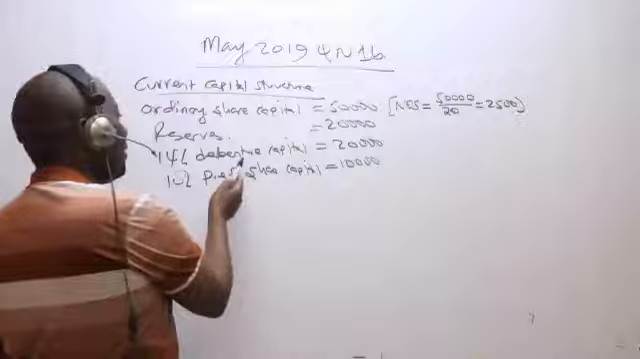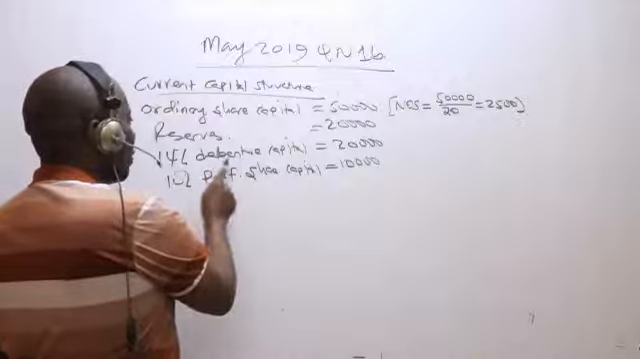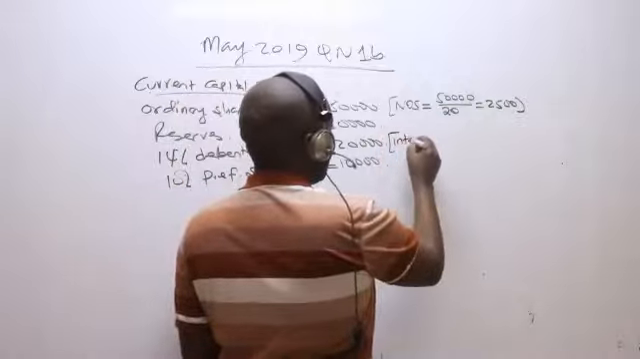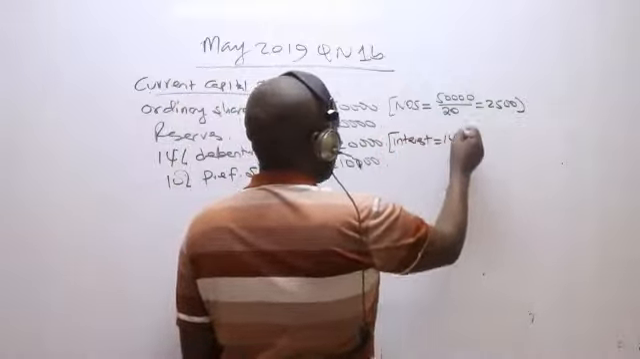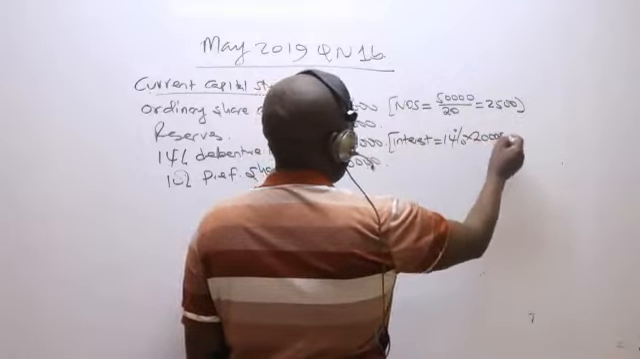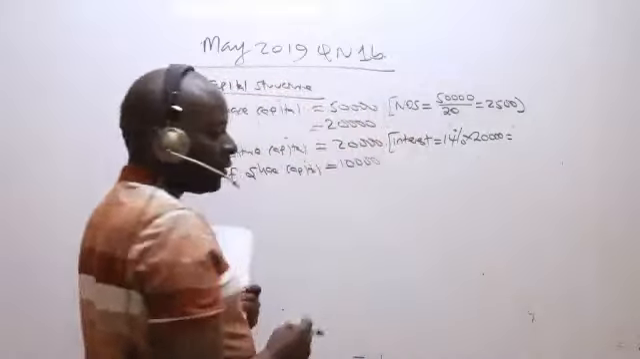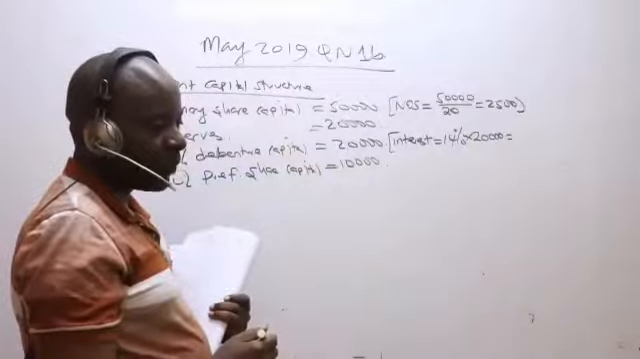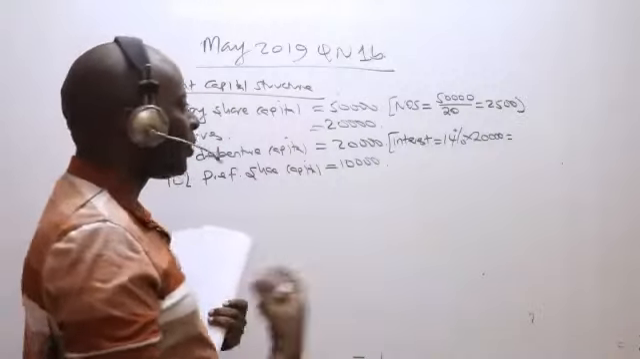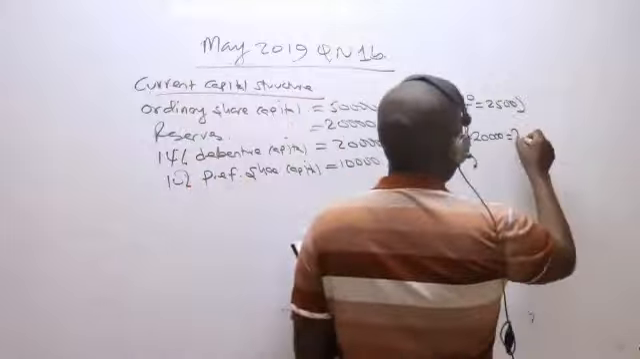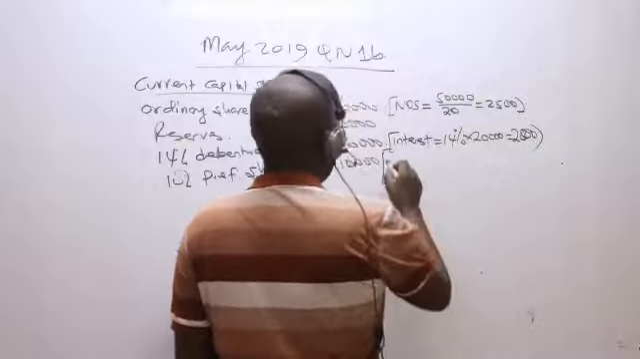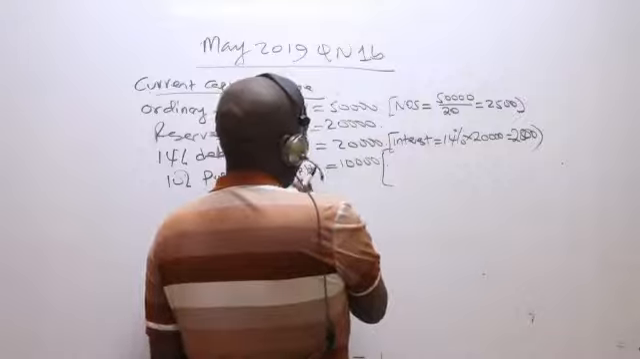Whenever I see debenture or debt, I have to calculate interest. So the interest will be the rate of interest given times the amount raised, 20,000. Which will give me how much, ladies and gentlemen? 14% times 20,000. These are free marks that I'm getting really without sweating at all. 2,800.